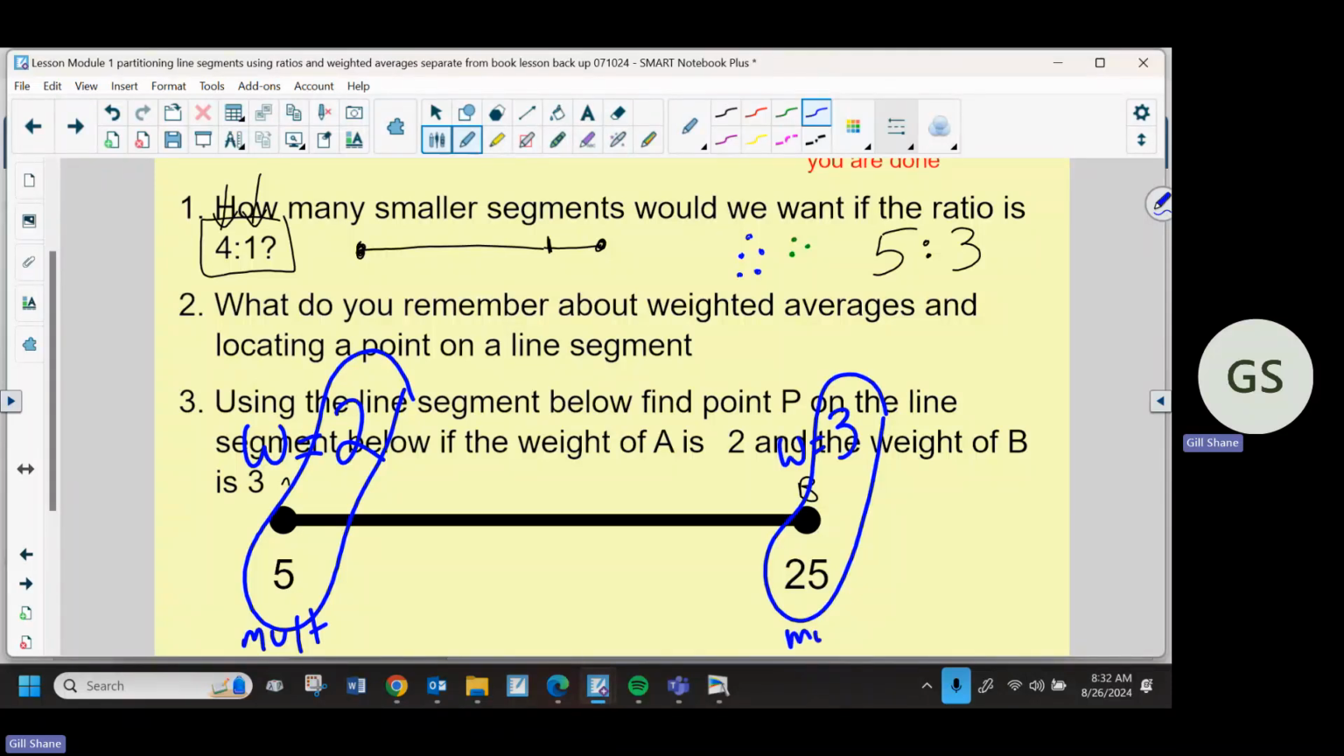So we're going to multiply those two numbers. 2 times 5 is 10. 3 times 25 is 75. Step, we're going to leave off.